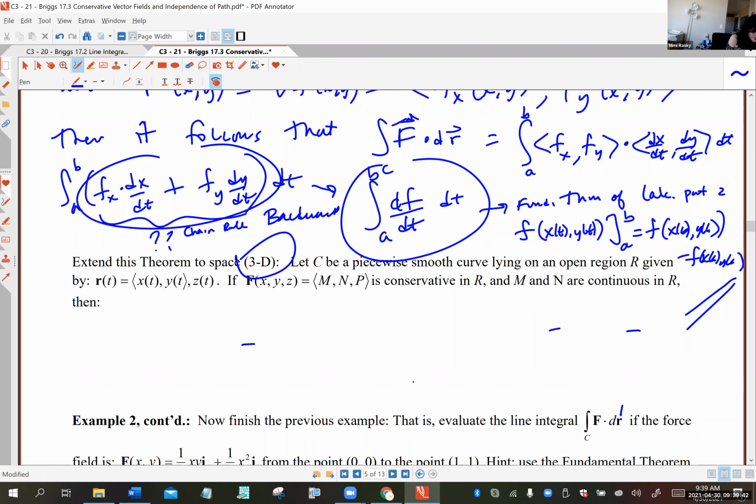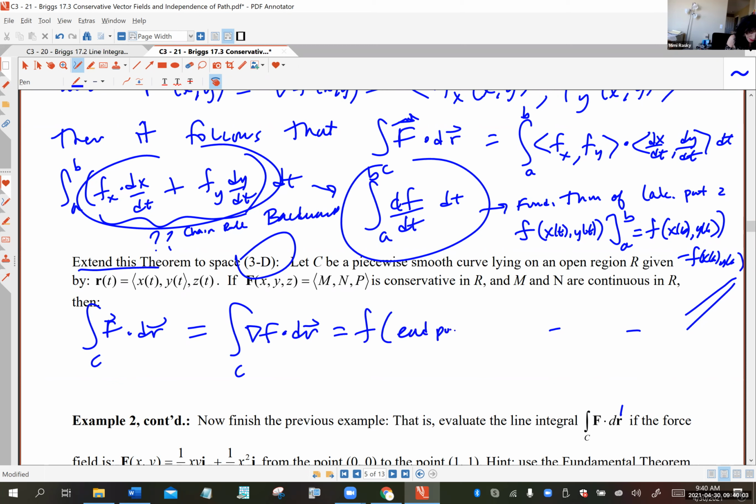Okay, so here we're going to extend the theorem for 3D. After you recover the potential function for 3D, which I haven't showed you how to do yet, you do get the gradient of your potential function. And then you would just simply apply the fundamental theorem, and you would evaluate at the ending point minus f evaluated at the starting point of your curve. No parameterization needed. This is the benefit to you.